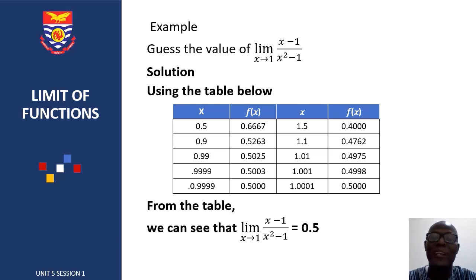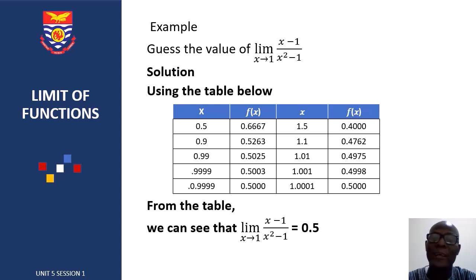Now, using tables to find the limit of the function, x must approach 1 from both sides, from the left hand side and then from the right hand side. So in the table, x approaches 1 from the left hand side, that is from 0.5, 0.9 up to 0.999. And when it approaches 1 from the left hand side, the function f of x is approaching 0.5.